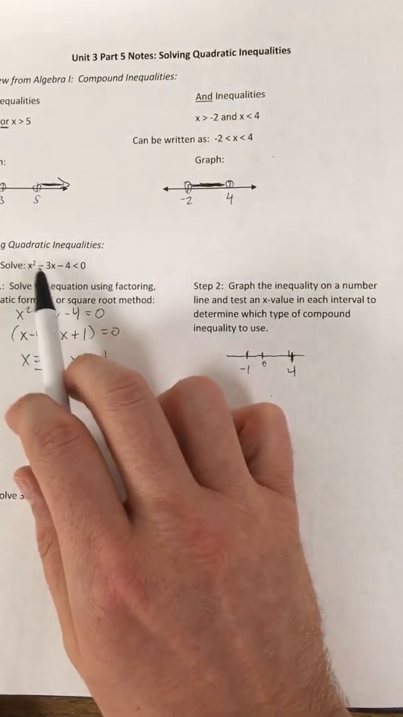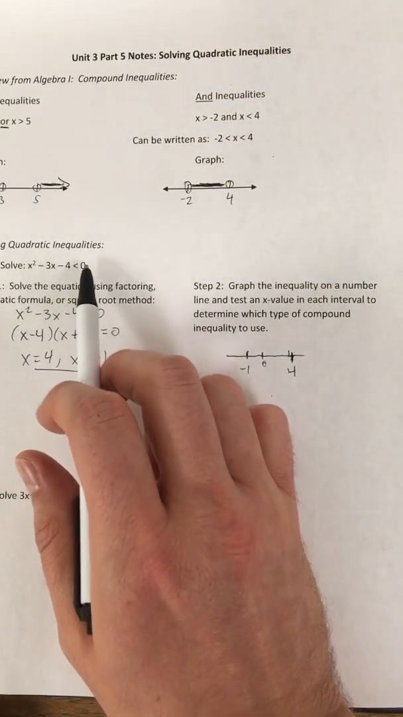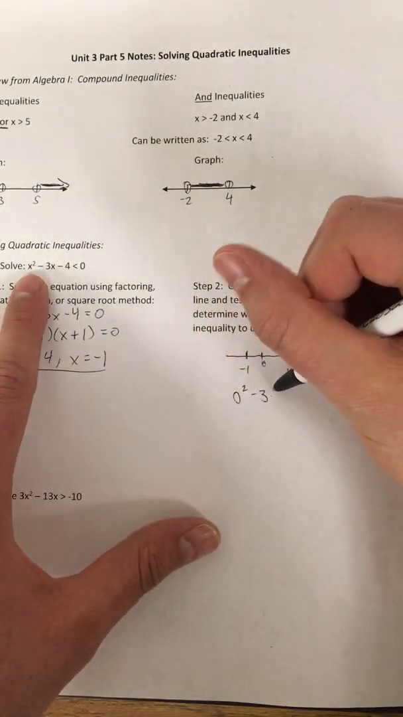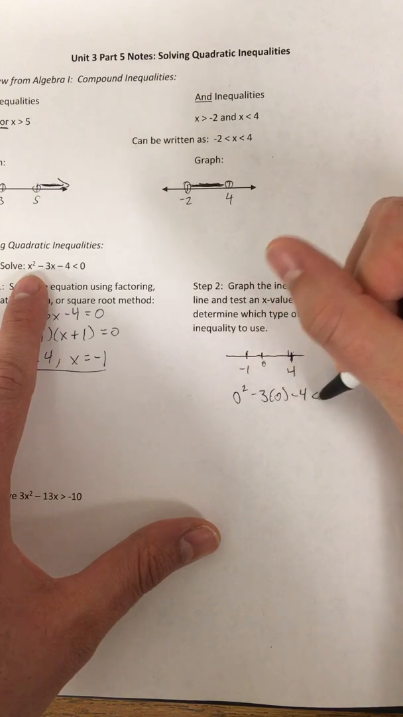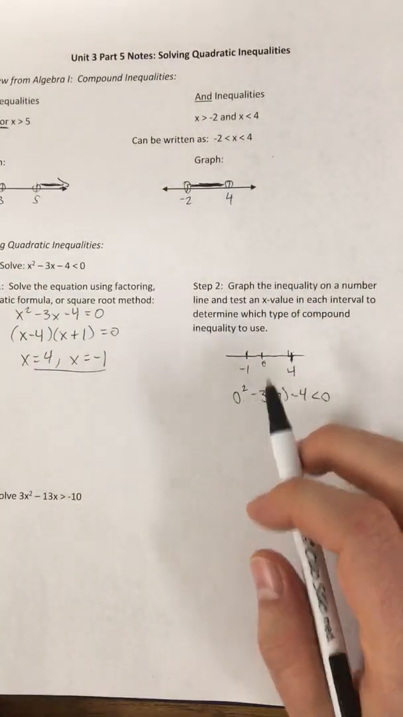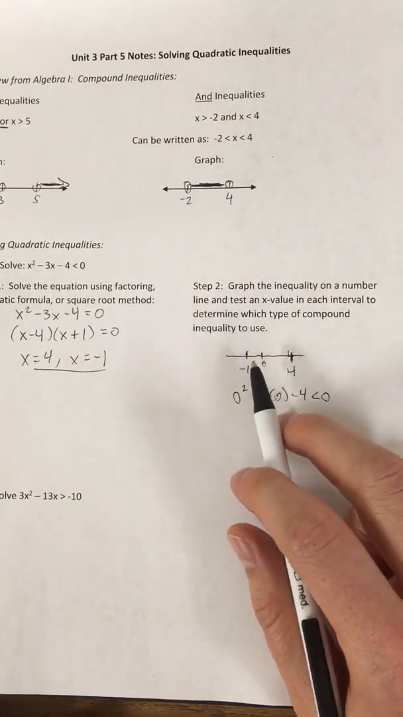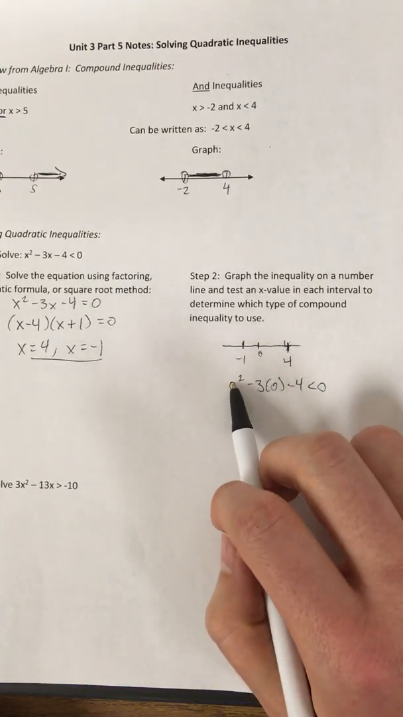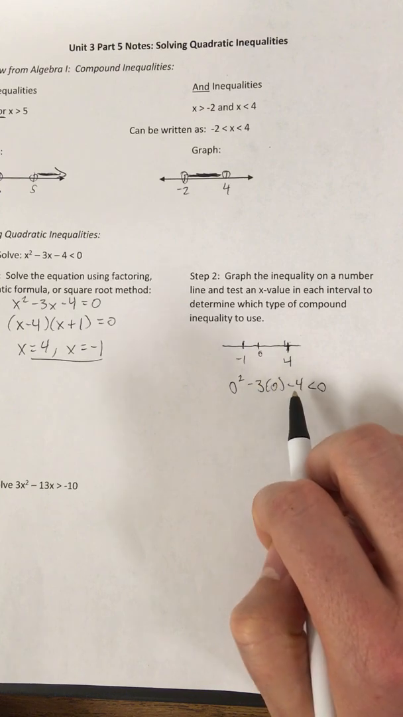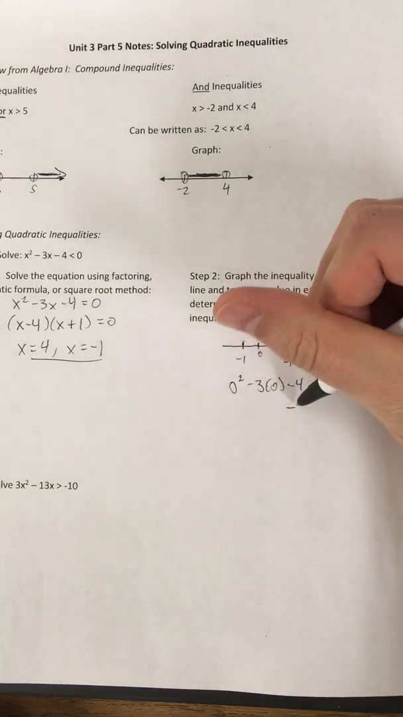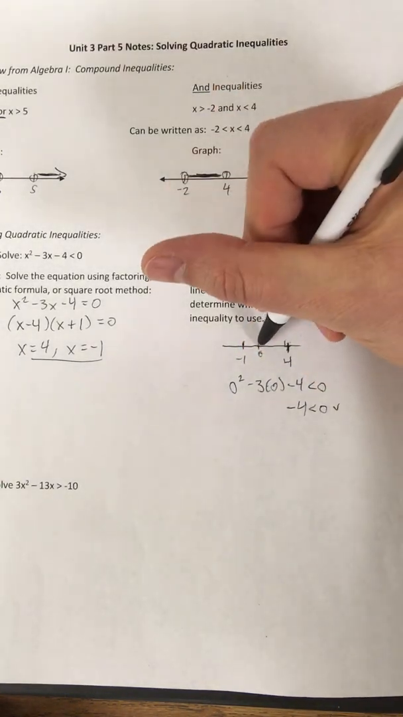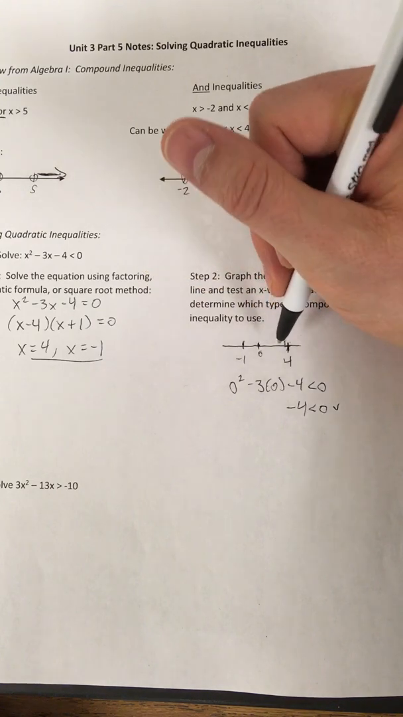Let's plug 0 into the original problem and see if it works. I'm plugging it into x squared, so I'm going to have 0 squared minus 3 times 0 minus 4 less than 0. Now, where did I get that 0 from again? It's just a random number in between negative 1 and 4, but it's the easiest number to check. So let's see if that works. 0 squared is 0. 3 times 0 is 0, so I'm just left with negative 4. Now, is this true? Is negative 4 less than 0? Yes, it is. Since that point worked, that means all the points between them work.